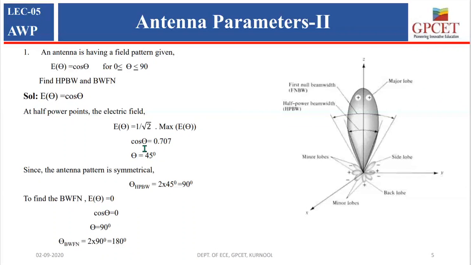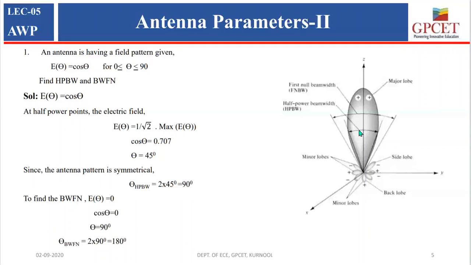Okay, theta is equal to cos inverse of 1 by root 2, that is 45 degrees. This theta indicates the angle from this half power point to this vertical axis. But the half power beam width means the angle between the two half power points, that is 2 times this theta. This is one theta and this is another theta. So the half power beam width is equal to 2 times 45 degrees, that is 90 degrees.